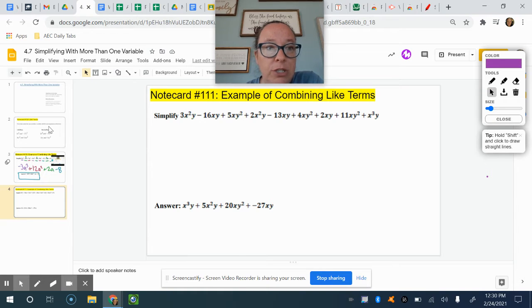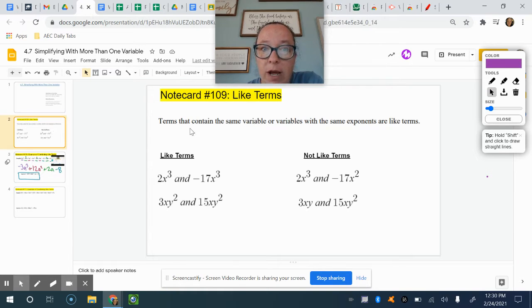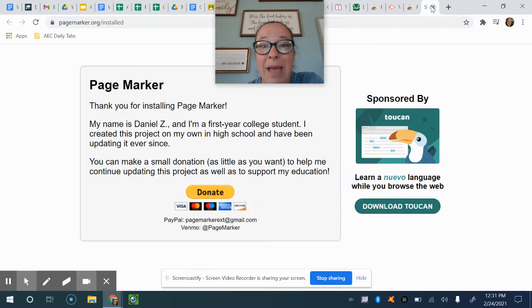So I want to remind you of this note card 109. Terms that contain the same variable or variables with the same exponents are like terms. They have to have the same exact last name, okay? They have to have the same variable with the same exponent. So like right here, 2x cubed and negative 17x cubed, sure. But over here, 2x cubed and negative 17x squared are not like terms because the cube and the square are different. They didn't have the same exponents.